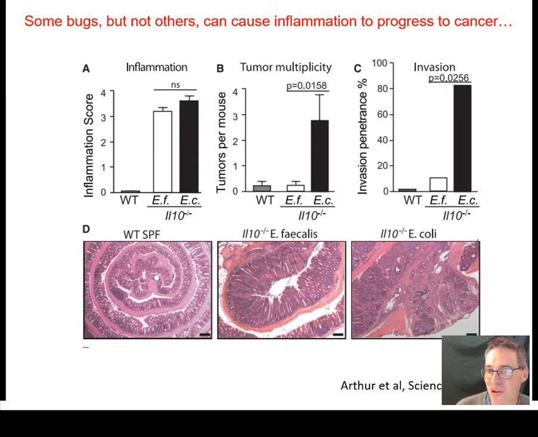Now, we actually know a great deal about what it is in the E. coli genome that is driving the mice to cancer. There's a region of the genome called the PKS island, and there's now overwhelming evidence that this, both in mice and it's increasingly looking like in people as well, that this particular region of the genome drives the mice to cancer.